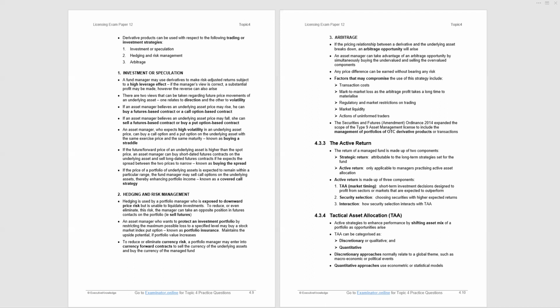Very simple, easily examinable. An asset manager who expects high volatility in an underlying asset price can buy a call option and a put option on the underlying asset with the same exercise price and the same maturity, and that's known as buying a straddle. This is more paper 9 material, but it is methods of using derivatives, specifically options, for speculation.